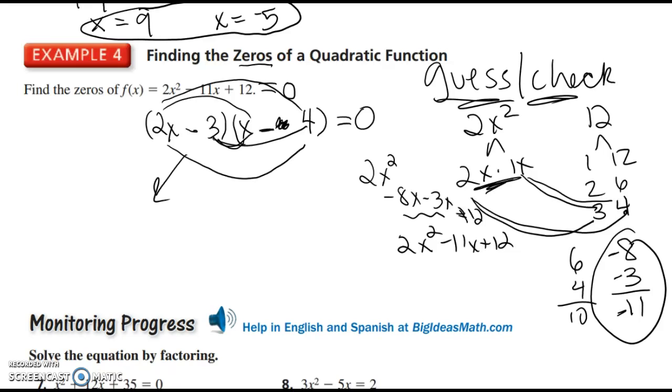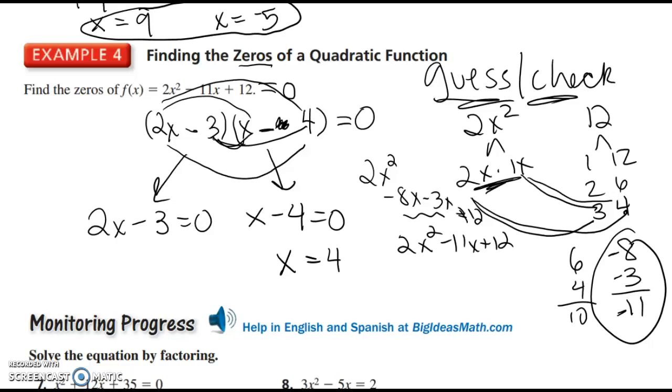From here, we're going to take each of our factors and make what I call mini equations. Make each factor equal to 0, and we're going to solve. Now the one on the right is very easy. You're going to add 4 to the other side in your head and get x is 4. This side, we're going to add 3, but then we need to divide by 2. So x equals 3 halves, or 4.